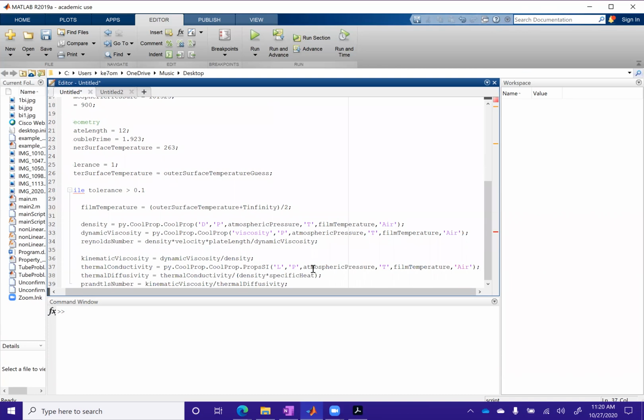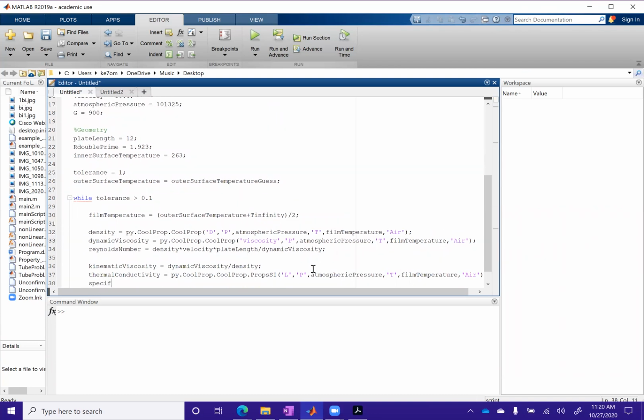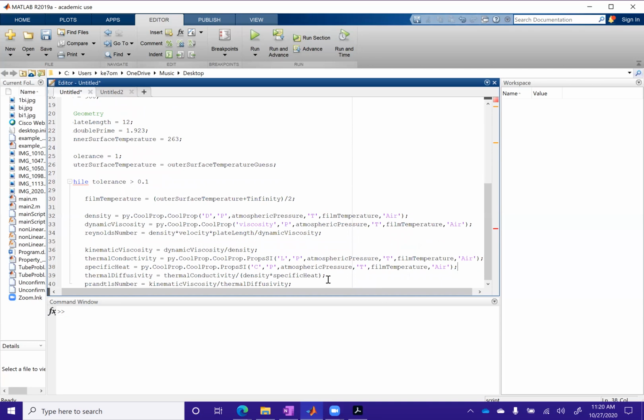Looking at our thermal diffusivity, we haven't defined specific heat yet, so specific heat is equal to CoolProp.CoolProp.PropsSI, and this is C. Then we got P, atmospheric pressure, T, film temperature, air. Just double check, got a semicolon there. So that makes thermal diffusivity defined, which makes the Prandtl number defined.